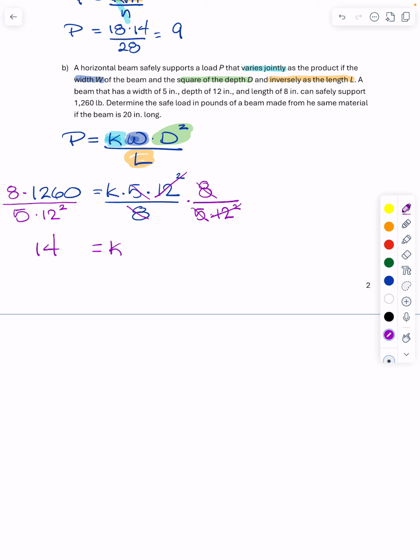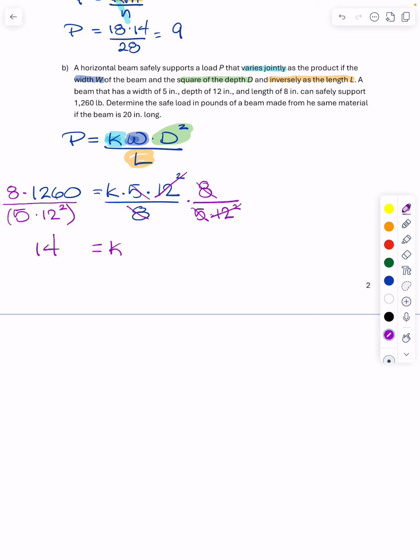8 times 1260. Remember, if you're plugging this into the calculator, if you are dividing by this whole thing, you want to wrap that in parentheses. Or you want to divide by 5 and then divide by 12 squared, or 144. Either's fine.